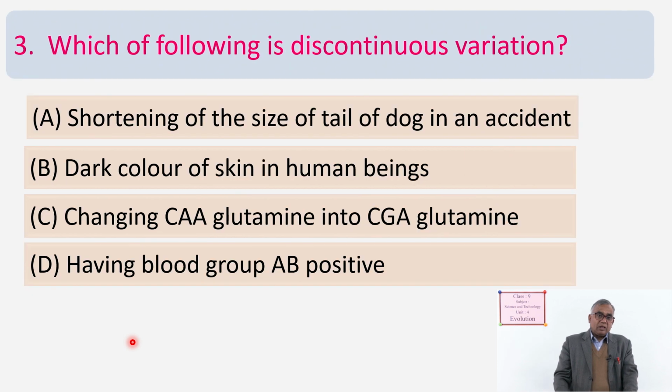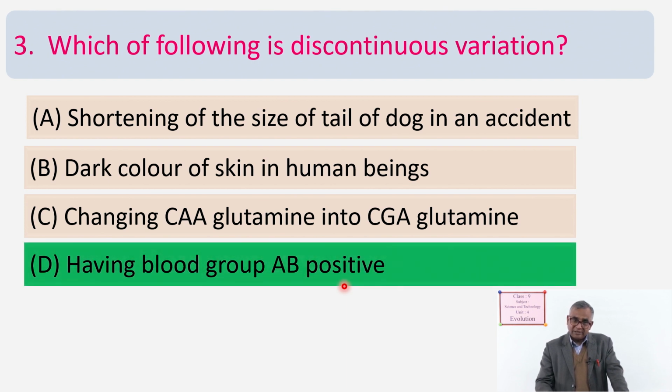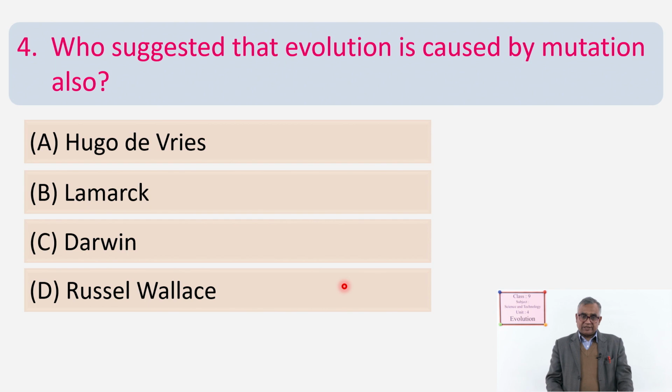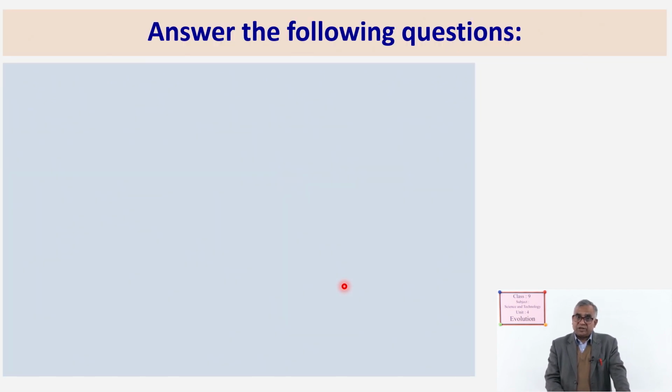Okay. Now, third one is, which of the following is discontinuous variation? It is easier, but think a little bit. Shortening of the size of the tail of a dog in an accident, dark color of skin in human beings, changing CAA glutamine into CGA glutamine, as I gave you as an example of mutation. Do you remember? Having blood group AB positive. So your answer matches with it? Yes. Now next one is, who suggested that evolution is caused by mutation also? Easily you have guessed it. Here's Hugo de Vries, who gave the mutation theory.